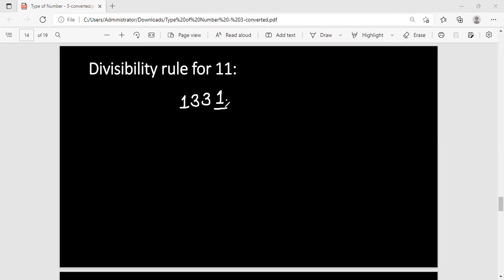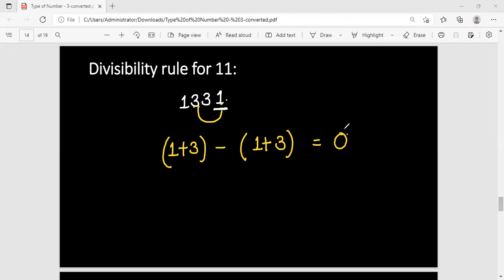You always start with the unit place. Always start with the unit place. Whenever you are starting with the unit place, leave one place, I mean, take alternate digits. So with 1, you will take 3. Take the total of these two, minus the total of the remaining digits. What are you getting? 0. Now this 0 is divisible by 11. That's why this number is divisible by 11.